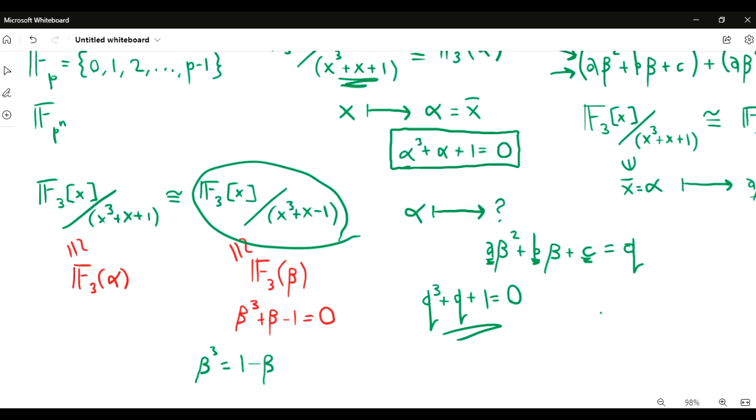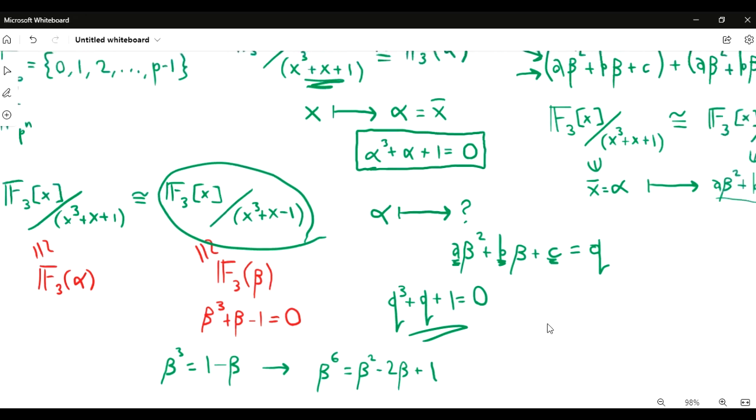And then if we want to know an expression for beta^6, right, we can just square both sides of this, right? On the left, that'll give me beta^6. And then on the right, what will I have? So I have (1 - beta)^2. So that's going to be beta^2 - 2 beta + 1. So that gives me an expression for beta^3, and also gives me an expression for beta^6.